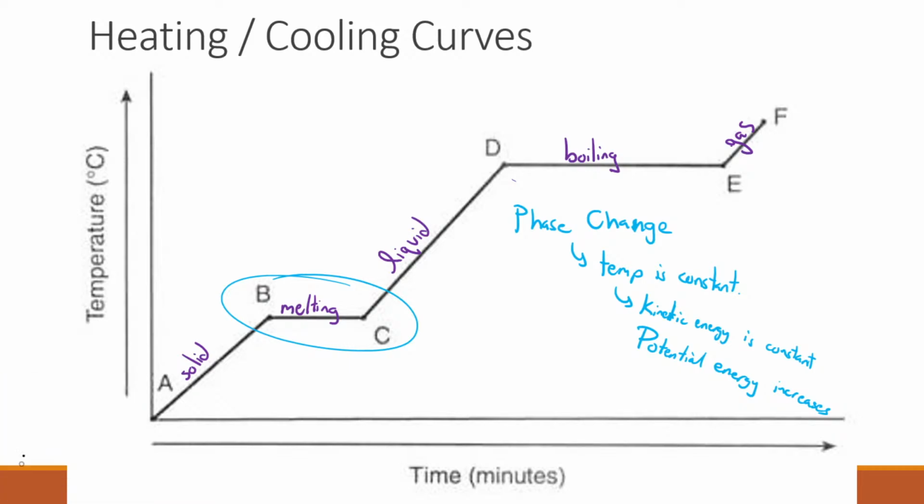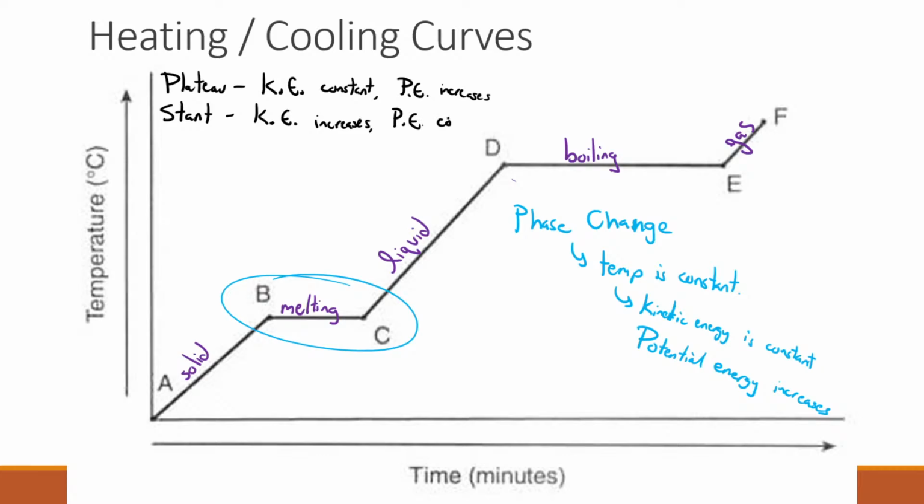We can summarize this by saying on a plateau, kinetic energy is constant. Potential energy increases. And then we can say on a slanted part, kinetic energy increases while potential energy is constant.